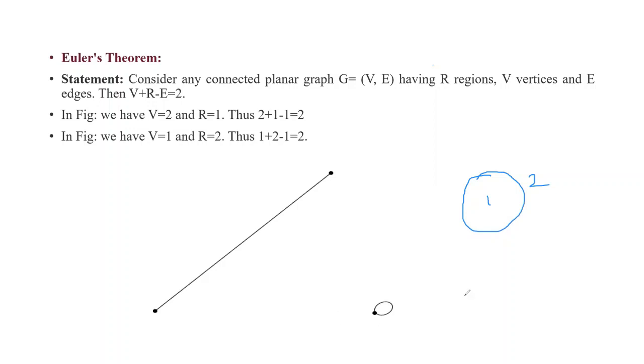Again, suppose this is a triangle here. How many regions are here? One, this is second, and this one is third. So region means we can also cut that graph into different pieces. So here 1, 2, and 3. There are 3 regions. So for this graph, the number of vertices V is 2, and the number of regions is only one. So 2 plus 1 minus 1 is 2.